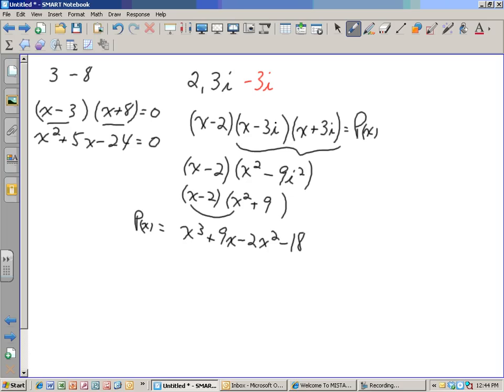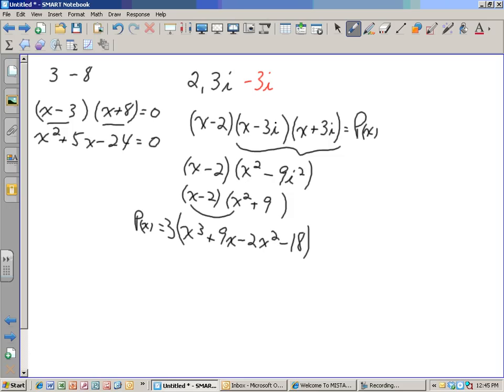Well, let me ask this then. If I were to take this polynomial here and multiply everything by 3, would the zeros still be the same? Yes, they would. Right, they would still be the same.